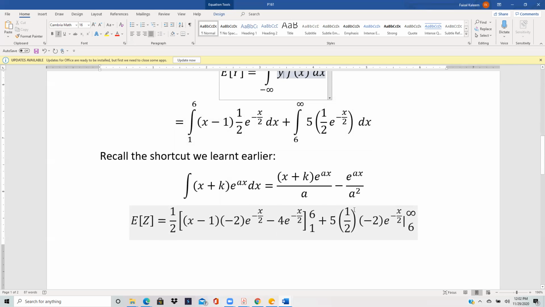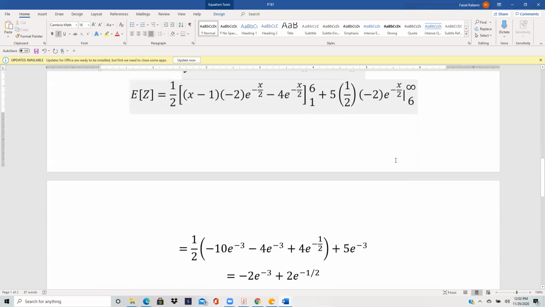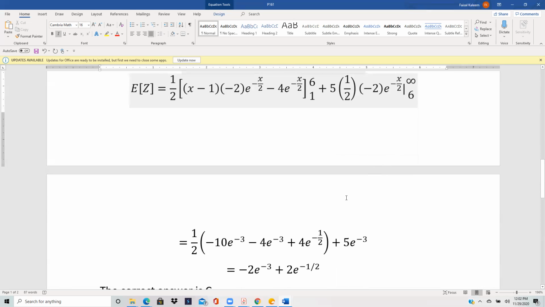Next, we also remember that when we put in the limit infinity here, this will be e to the negative infinity, and e to the negative infinity is 0. Once we realize that, everything is in order. So when you put 6 for x, this is 5 times negative 2, which is negative 10, e to the negative 6 by 2. And similarly here, and then the lower limit is 1.